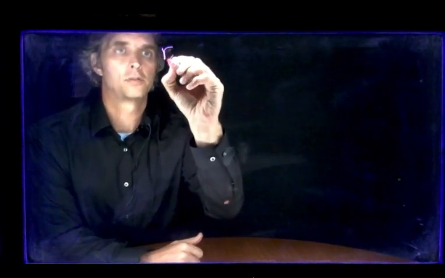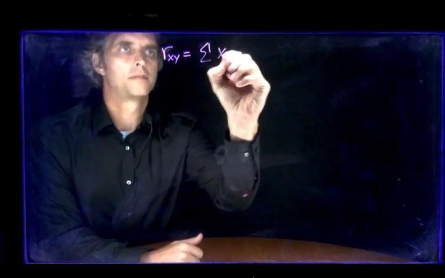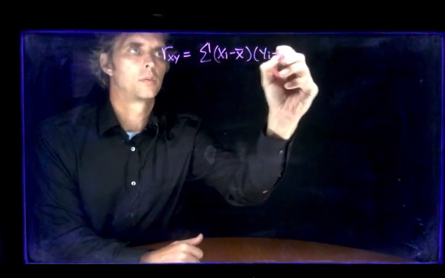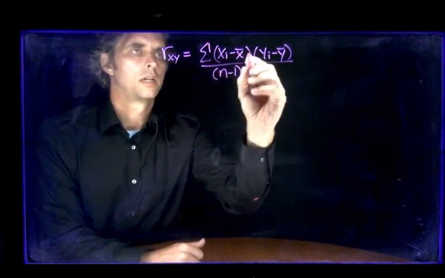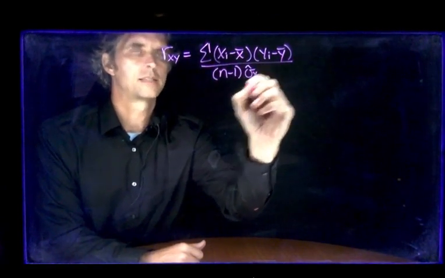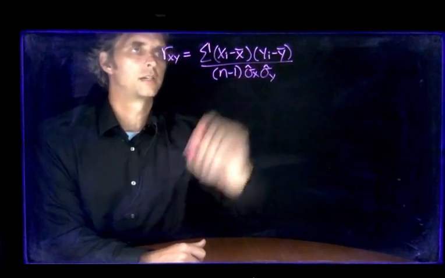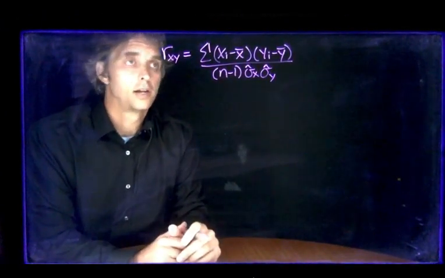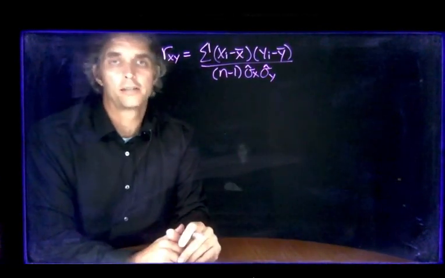So we'll say R, the sample linear correlation coefficient between X and Y, is equal to the sum of Xi minus X bar times Yi minus Y bar, divided by n minus 1 times sigma hat x, the sample standard deviation of the x's, and sigma hat y, the sample standard deviation of the y's. And that is a number between 1 and negative 1 that helps us measure the magnitude of a linear correlation, be it positive or negative, between X and Y.